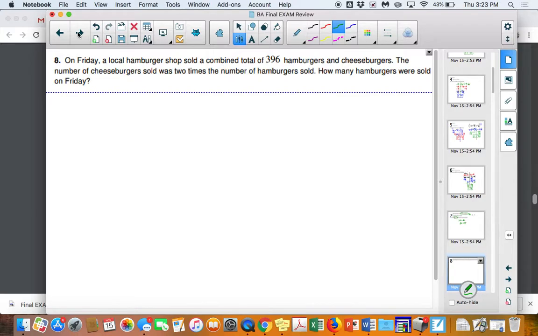Let's see if we can get one more in here. Okay, on Friday, a local hamburger shop sold a combined total of 396 hamburgers and cheeseburgers. The number of cheeseburgers sold was 2 times the number of hamburgers sold. How many hamburgers were sold on Friday? Okay, so let's think about this. And I'll tell you what, it'd probably be best if we'll just wait on this one to the next video.